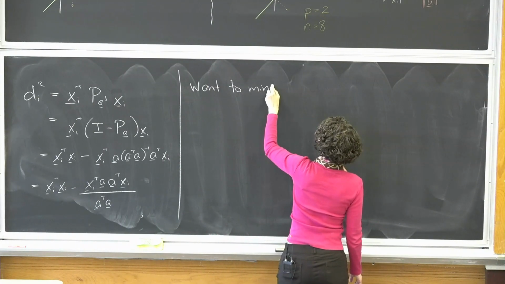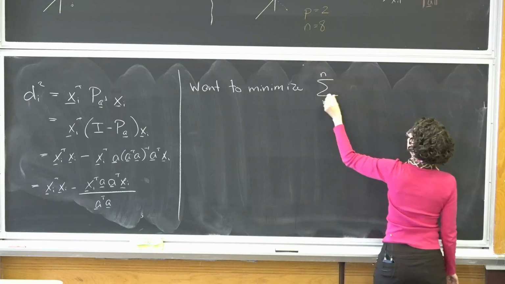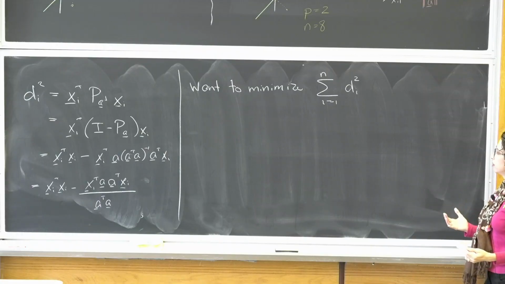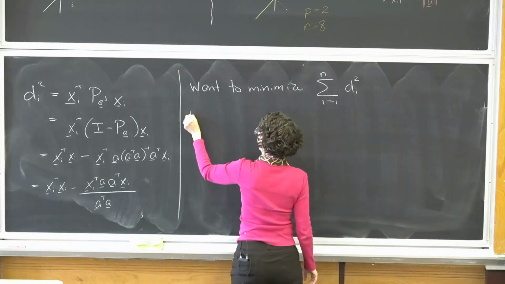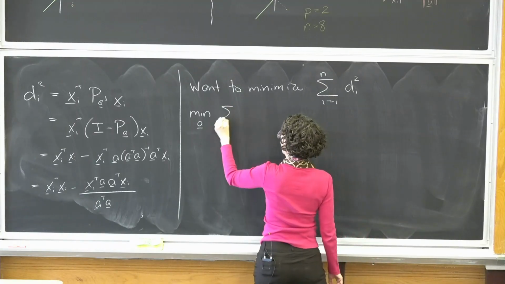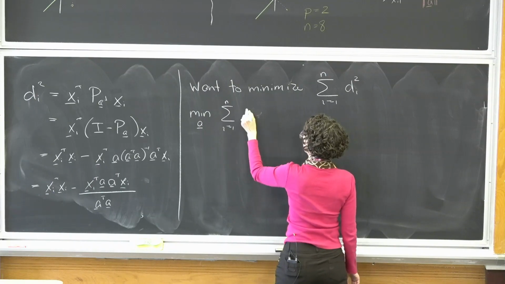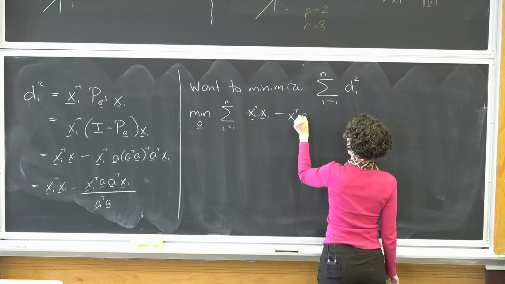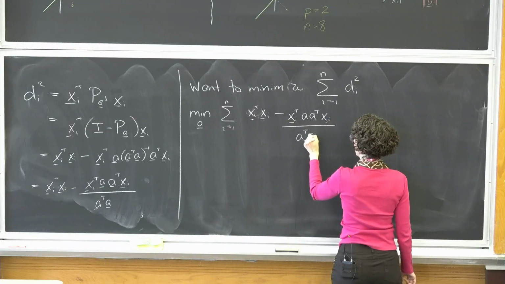Now what we want to do is minimize the sum from i equals 1 to n of these di squareds. We want to find the subspace A that minimizes the sum of these squared distances. So we are looking for the minimum with respect to A of the sum from i equals 1 to n of xi transpose xi minus xi transpose A A transpose xi, divided by A transpose A.